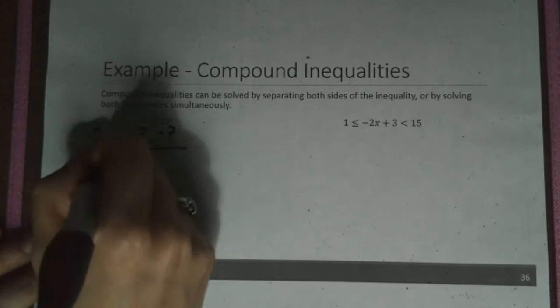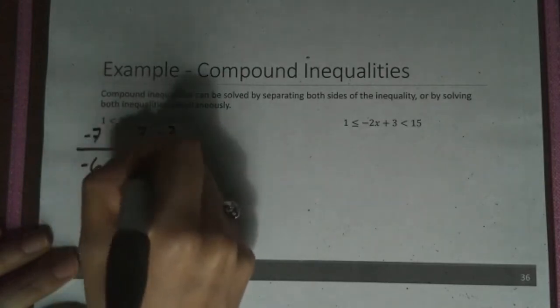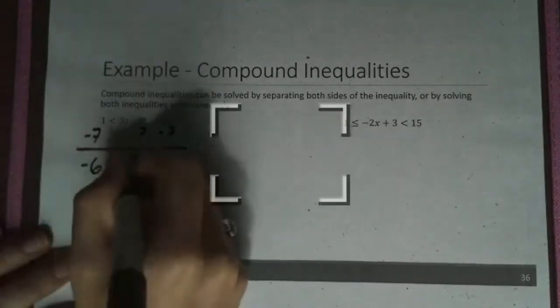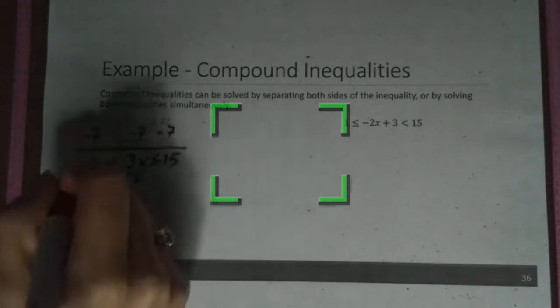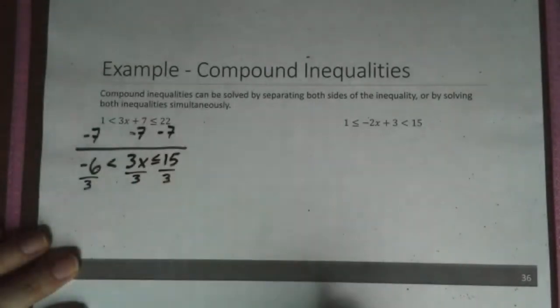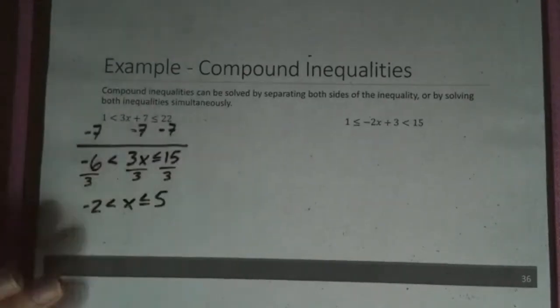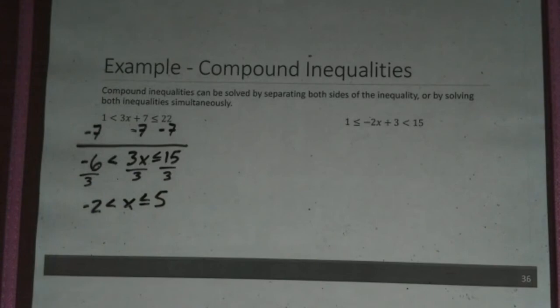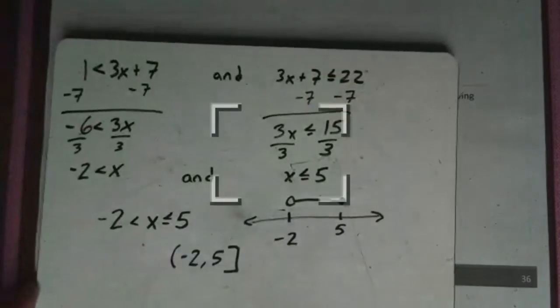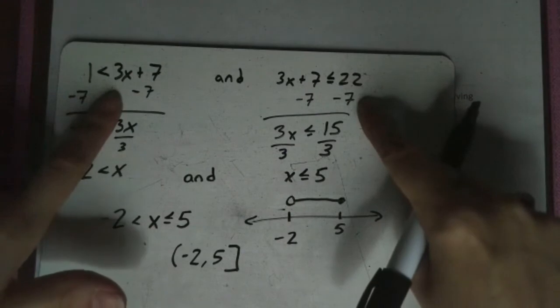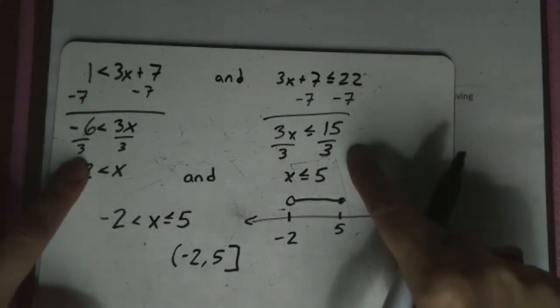1 minus 7 is a -6. We have a less than sign, 3x, less than or equal to sign, 15. To solve for x, we divide by 3, but if I do it in the middle, I have to do it on the left and on the right. So -2 is less than x is less than or equal to 5. So much faster than the other way. The reason this works, and you may not have noticed last time, is that we performed the same operations in the same order. We subtracted 7, then we divided by 3. If we're going to do the same operations, we might as well do them all at the same time.